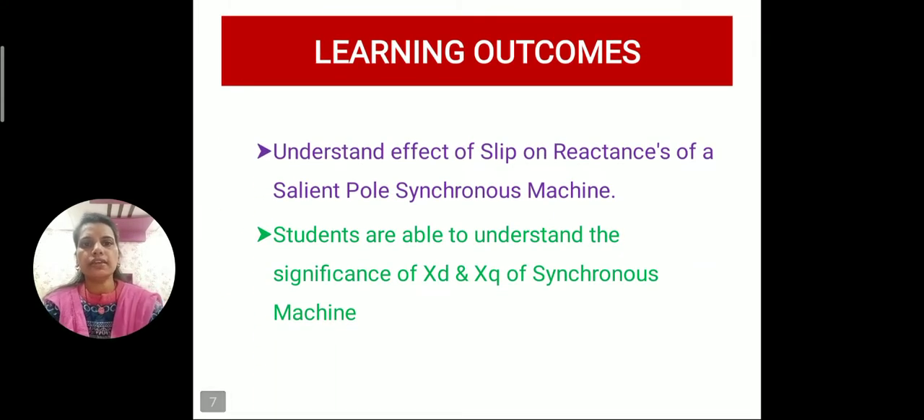Now what are the learning outcomes, that is, after the completion of the practical, what you learn? Students are able to understand the effect of slip on reactances of a salient pole synchronous machine. Again, students are able to understand the significance of XD and XQ of a synchronous machine. So this is the outcome, what you learn after performing the experiment.